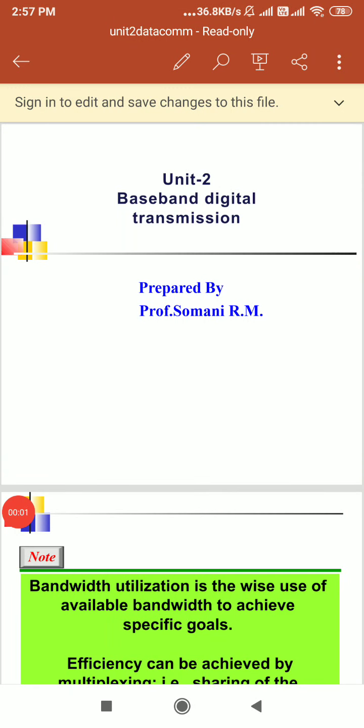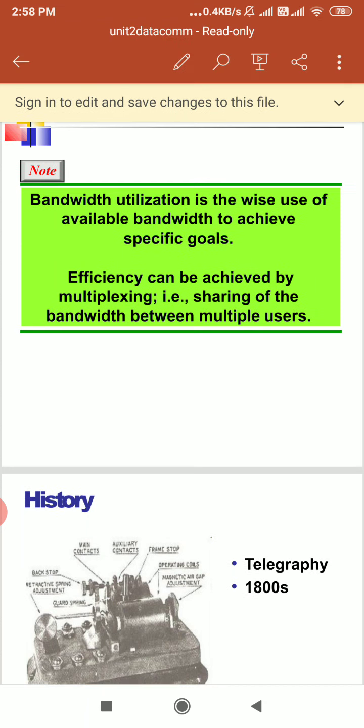Good afternoon. In today's session, we are supposed to study our second unit, that is nothing but baseband digital transmission, in which today we will see about the multiplexing hierarchies and the data multiplexer. In the previous session, we have seen about time division multiplexing, digital multiplexing.